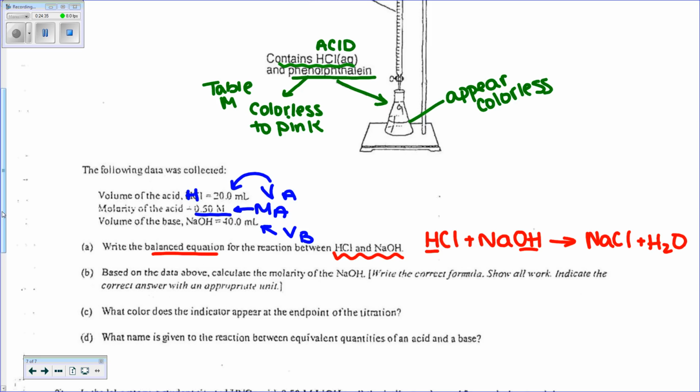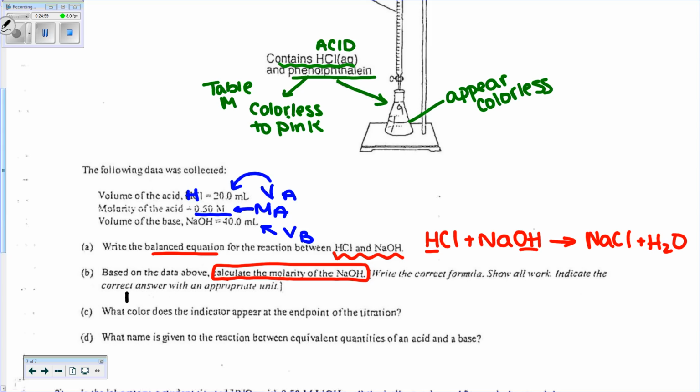Do I have to balance it? Nope, I'm good. Now the next one says, okay, based on the data table above, calculate the molarity of the NaOH. So I want to think, okay, I have enough to use the titration equation. People often confuse the molarity equation with the titration equation. You use the titration equation because I have enough. So it said, write the formula, show the work.